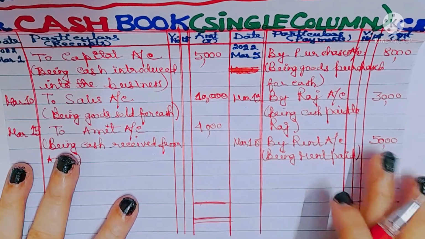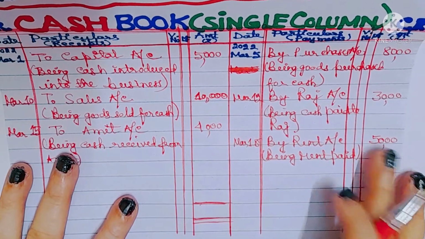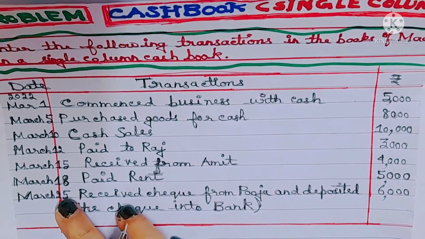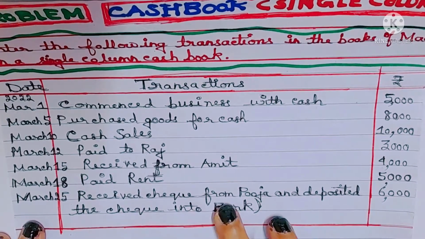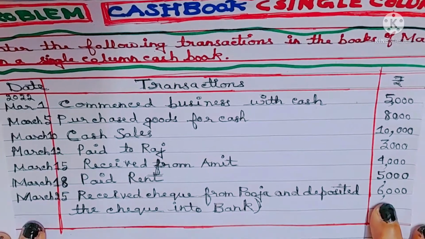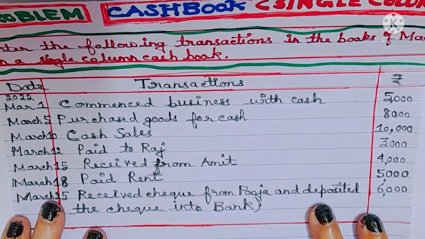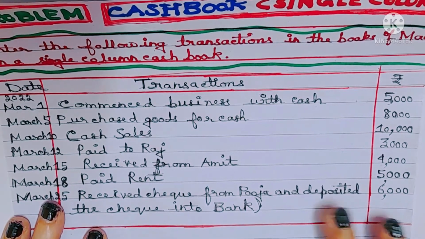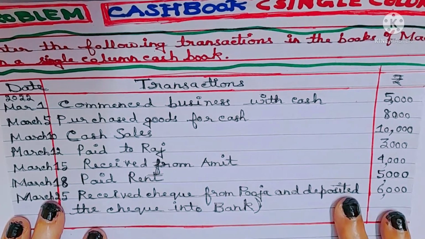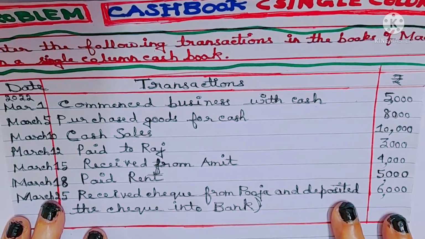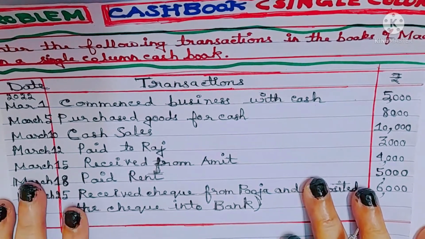Understood? Now let's see the last transaction. So the last transaction is on 25th March, received check from Pooja and deposited the check into bank 6000. So what will be the journal entry? The journal entry will be bank account debit to Pooja account. This will not be recorded in the cash book because this is not a cash transaction. So let me show you why.